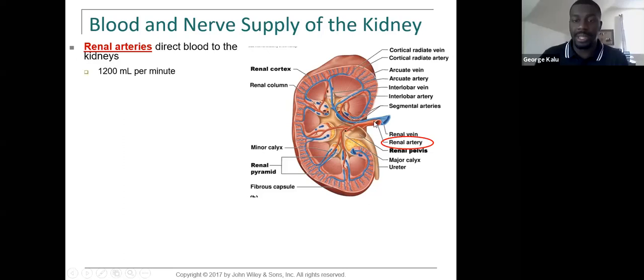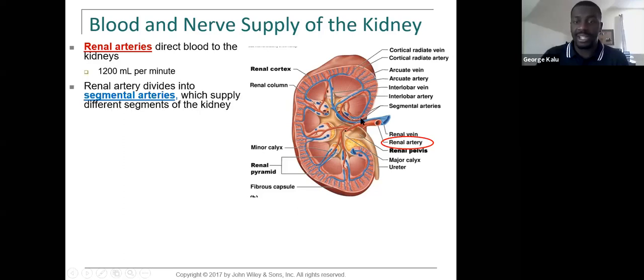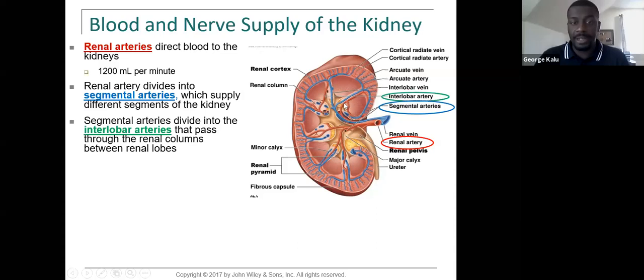renal artery. The renal artery directs the blood into the kidneys. From there, the renal arteries will divide into the segmental arteries. These segmental arteries supply different segments of the kidney with oxygen and nutrients. Then they branch further into the interlobar arteries, which pass in between the renal lobes through the renal columns here.